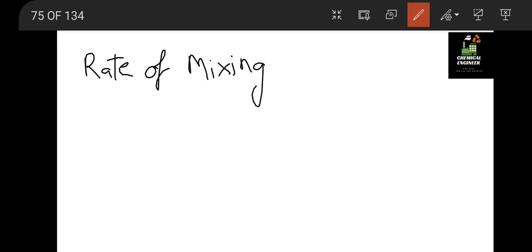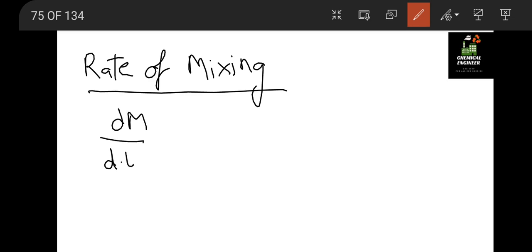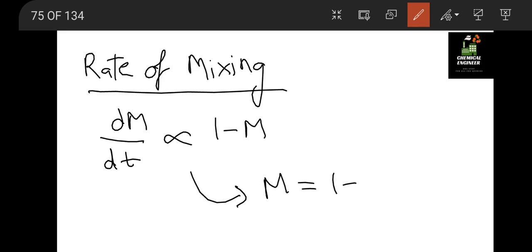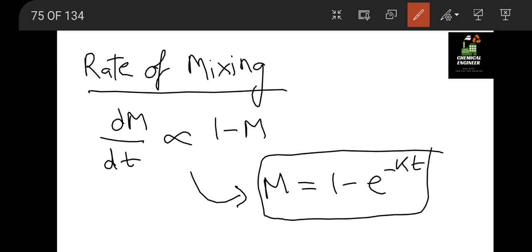Similarly, we have one more equation for rate of mixing. Rate of mixing is dm by dt, which is directly proportional to 1 minus m. This generally shows that m equal to 1 minus e raised to minus kt. So this is the equation for rate of mixing. Moreover, we have one more equation for mixing index.